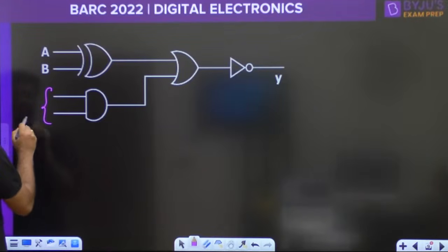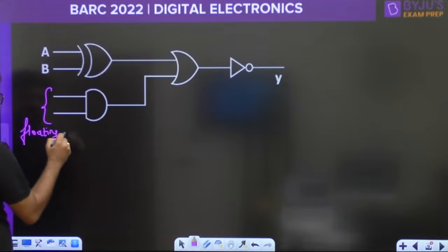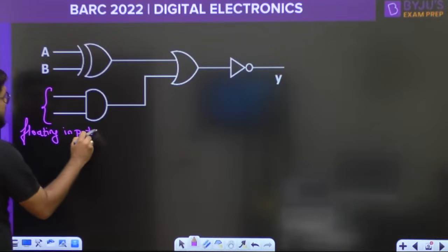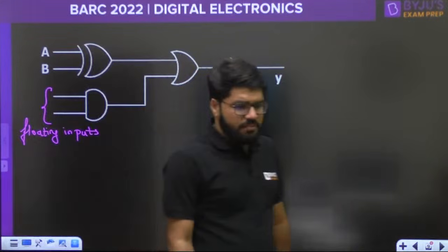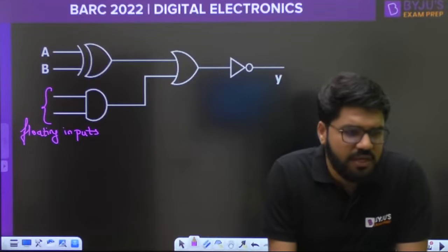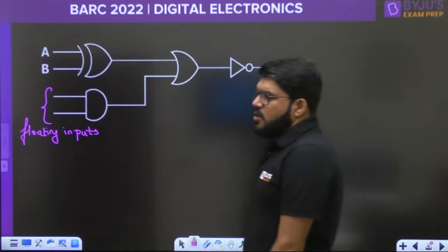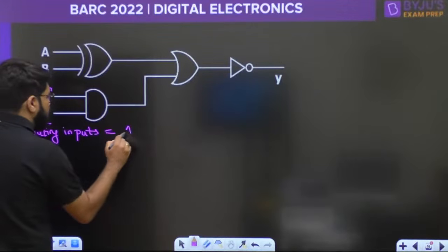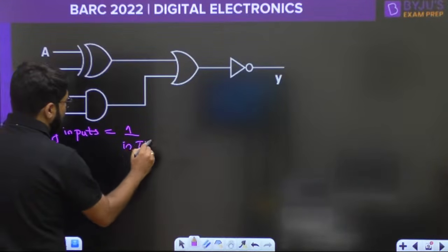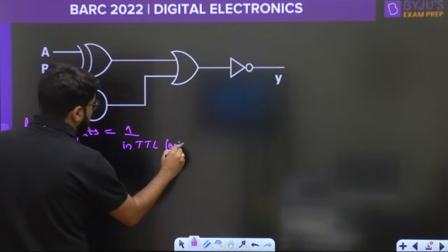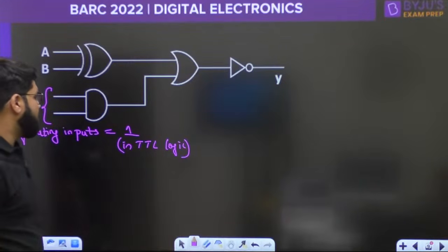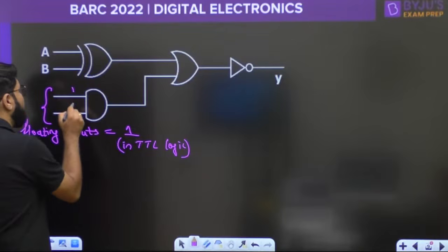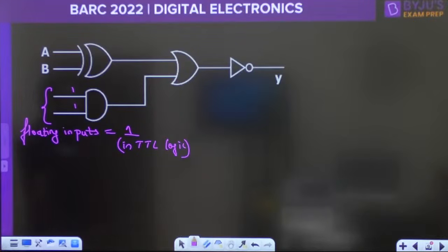The AND gate, you might be feeling that there is some data missing. There is no data missing. These are the floating inputs. In the TTL logic, the floating inputs will be equal to 1. That's the basic knowledge you need to have from the TTL logic here. Because the two inputs are floating, they will be taken as 1, 1 according to the TTL logic.